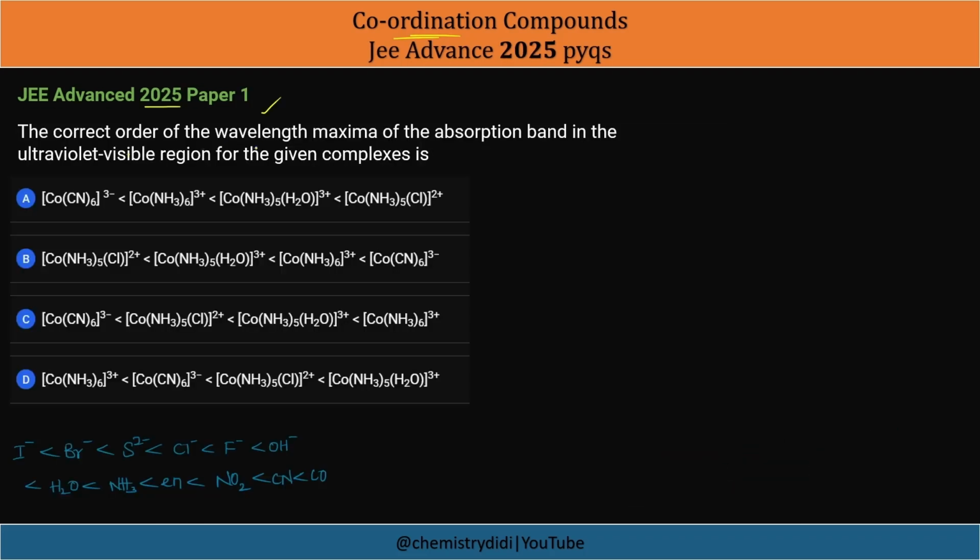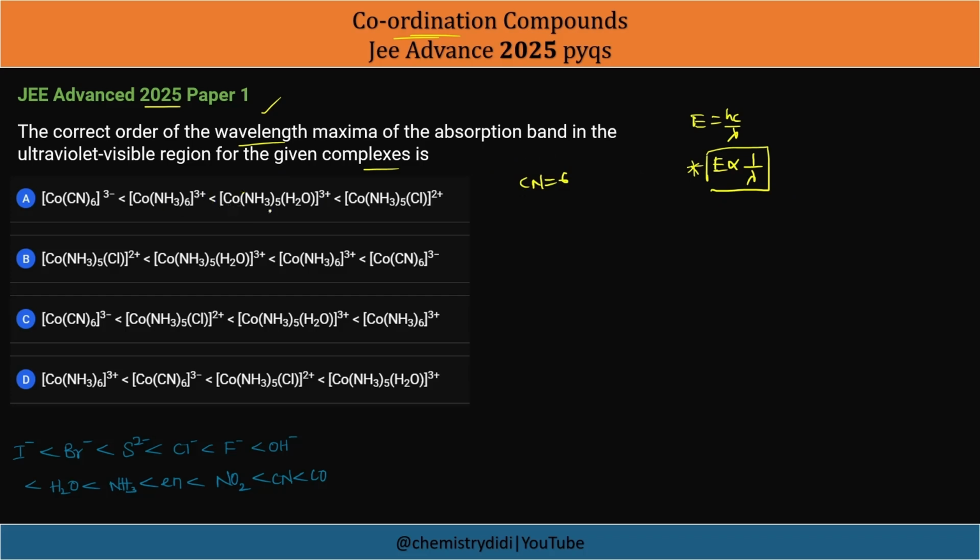Third, they were asking about the correct order of wavelength of maximum absorption band in the UV region for the given complexes. So instead of asking about energy, they were asking about wavelength in order to confuse you, because in coordination compounds most of the questions we solve are regarding energy, right? E = hc/λ, so E is inversely proportional to λ. You know this relation, right? If the energy is more, then the wavelength will be less. So if you have an idea about this relation, you can easily solve this question.